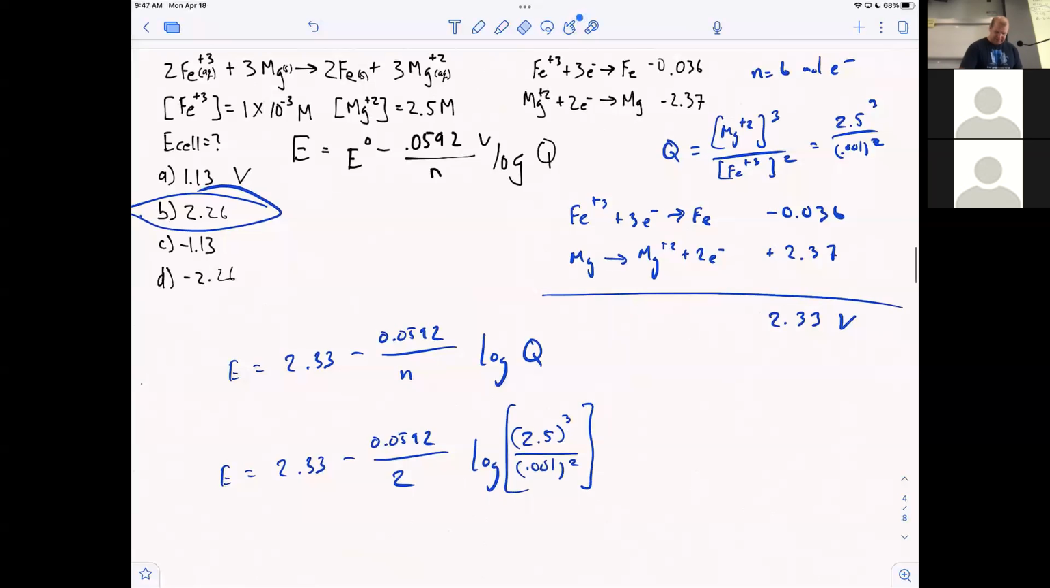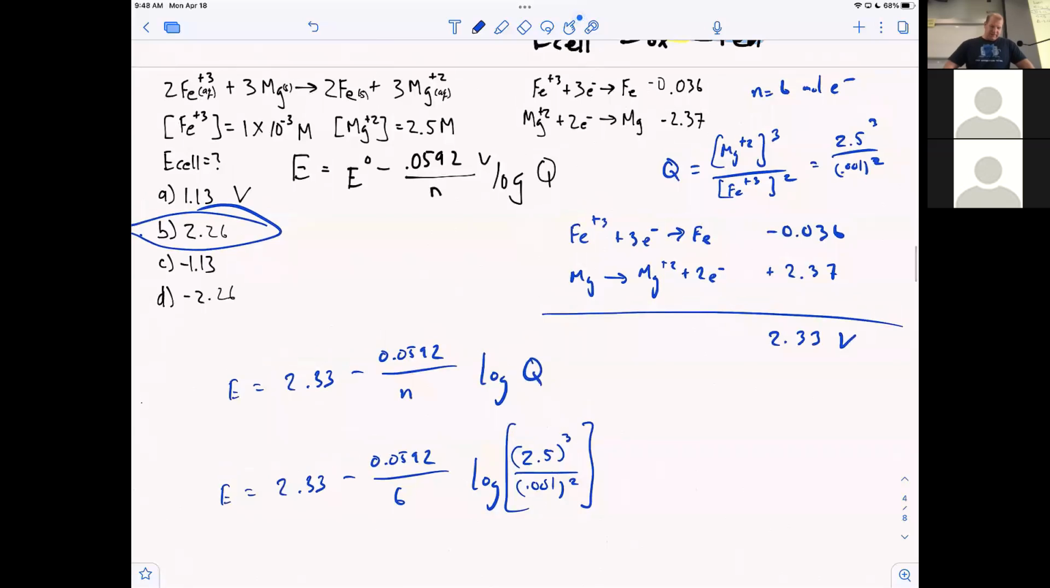Oh, it's not 2. I'm sorry, it's 6. Okay. The correct answer is B, and there's a setup there. The standard cell potential, 0.0036. If you want to keep on going, by proper convention, you should bring it to 2.33 volts for your standard cell, and then the equation is already balanced.